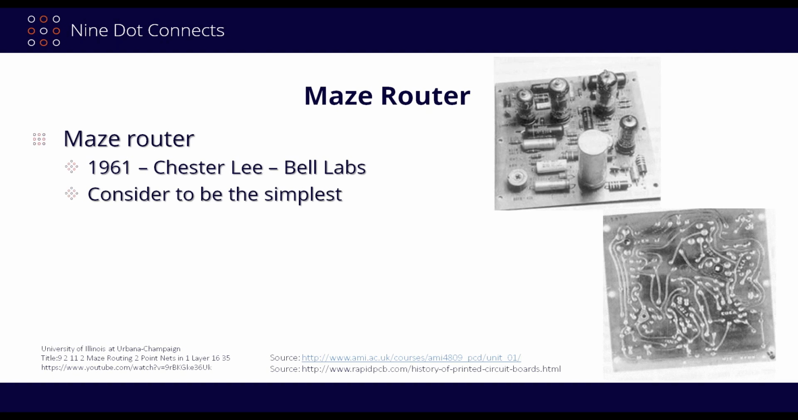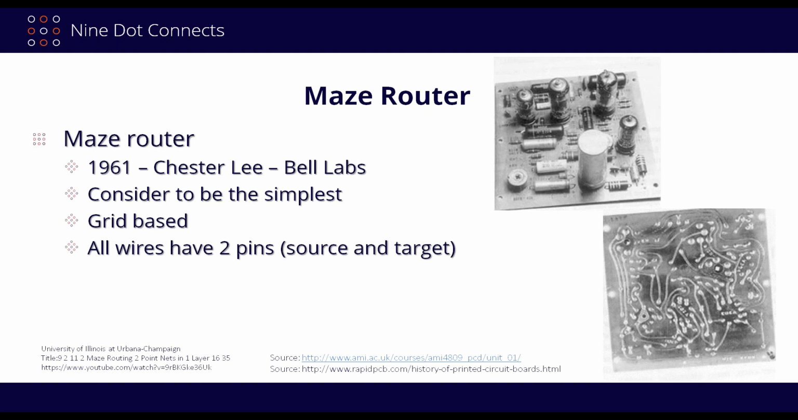Okay. The maze router is considered to be the simplest. It is something called grid-based, and I will show you an example of what grid-based means here in just a moment. It's probably what you think it to be. The idea is that all wires have 2 pins, okay, that you have a point A and point B. And even if there are multiple connections to a certain point, you're not worried about those other points. You're just worried about point A to point B, okay? And they call it a source and a target, by the way.